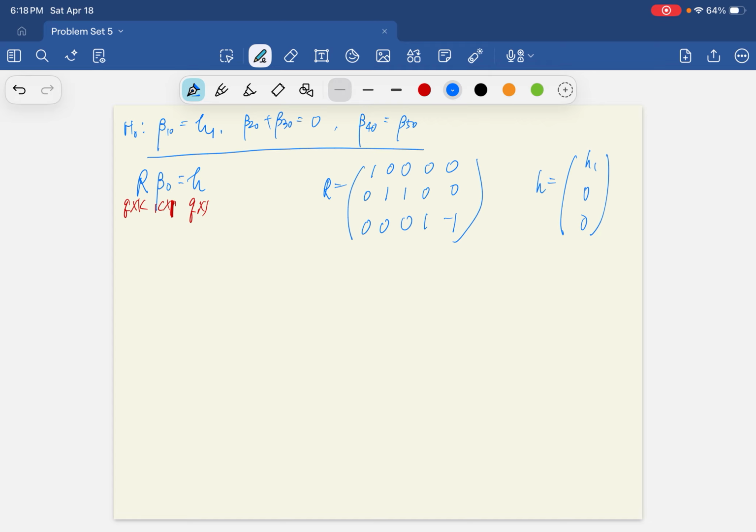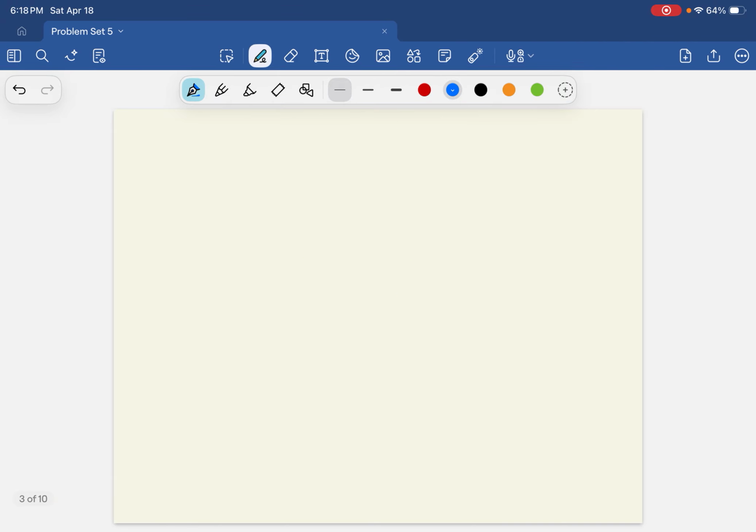Okay? And then if you write R times beta 0, you will get beta 1, 0, beta 2 plus beta 3, and beta 4 minus beta 5. So when you equate this to the vector, you get the same hypothesis as that. Okay. So this was just an illustration on an example.